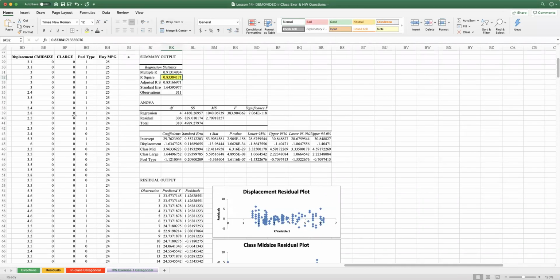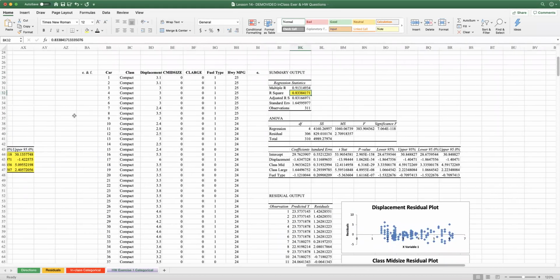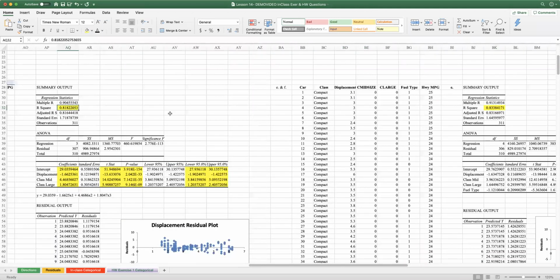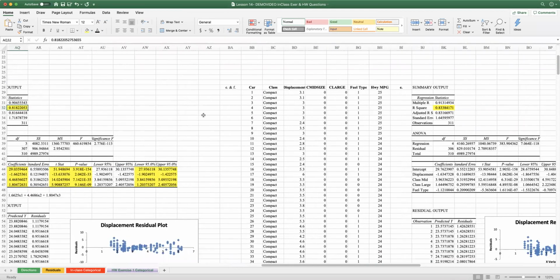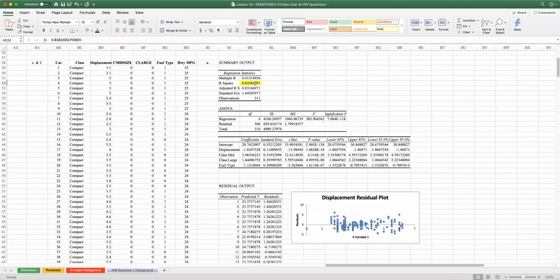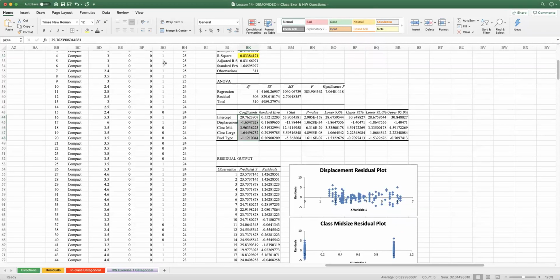Okay, R squared, comparing that to this previous one, a little bit better, right? So we've captured a little bit more of the explanation of what was affecting the highway miles per gallon when it comes to displacement. Okay, so here's your coefficients.